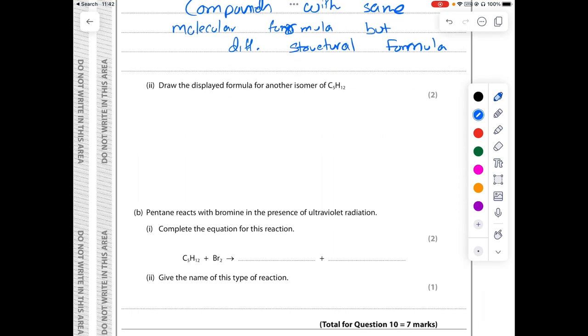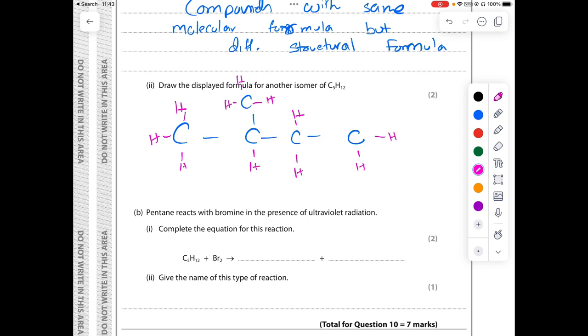Draw the displayed formula for another isomer of C5H12. So what can I do? C5H12. So I take 1, 2, 3, 4 carbons. I do the branching at this one. So now 5 carbons are over, H12. So 1 hydrogen, 1, 2, 3, 4, 5, 6, 7, 8, 9, 10, 11, and 12. In this way, it can be done.